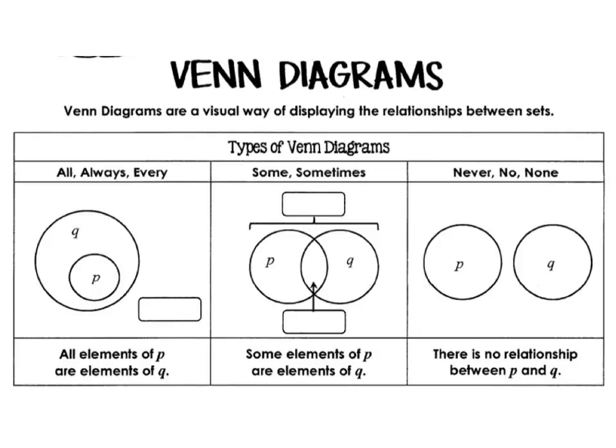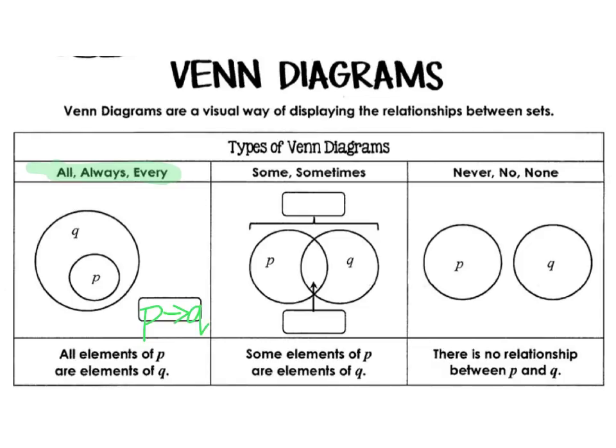First, we have our all, always, every Venn diagrams. They're always going to look like this. They're always going to be a circle inside of another circle. What this is saying is that all elements of P are elements of Q. The symbolic notation for this is if P, then Q.